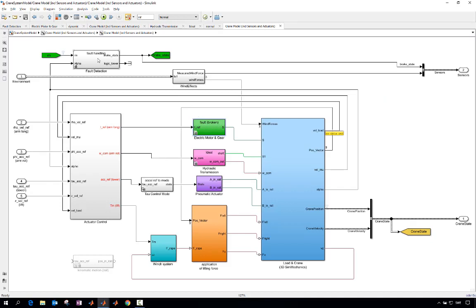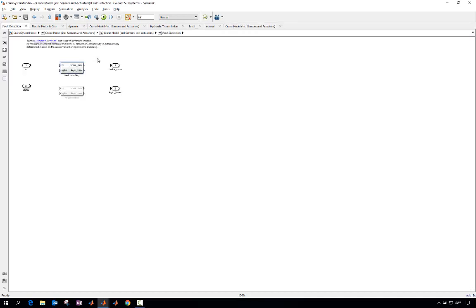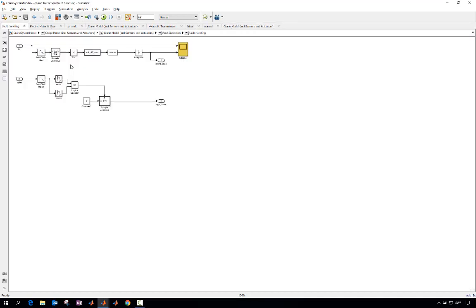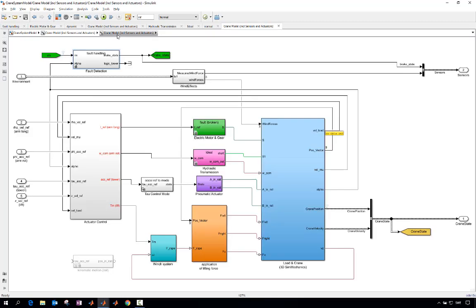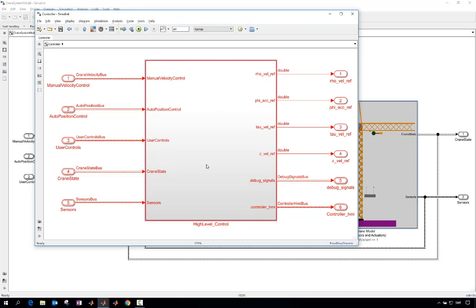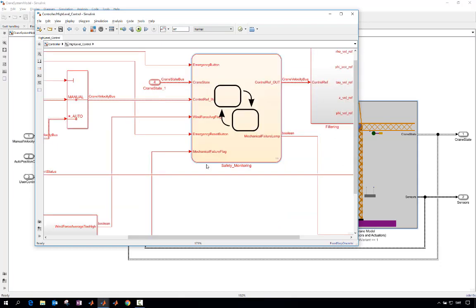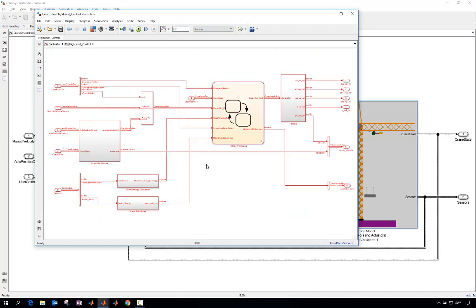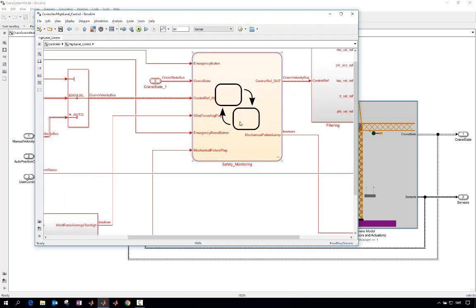model a mechanical failure. We have also modeled a fault detection algorithm. So this is something that would typically run in the actuator controller, and it simply detects, monitors the current and flags that to the supervisory controller. The supervisory controller, on the other hand, is then modeled using Simulink blocks to capture both signal flows, but also state machines, like in this Stateflow chart here.